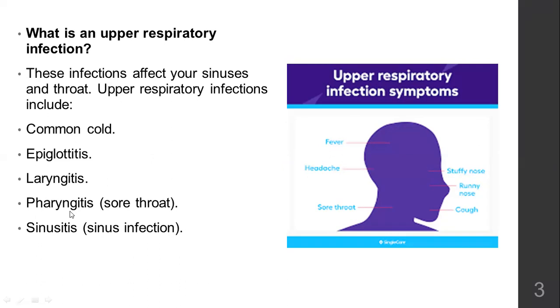When you swallow, you feel some difficulty in your throat, just above your neck, where your jaw ends and the extreme upper part of your neck. That is where your pharynx is. That is pharyngitis. Then you have sinusitis, sinus infection. So these are examples of some upper respiratory tract infections.